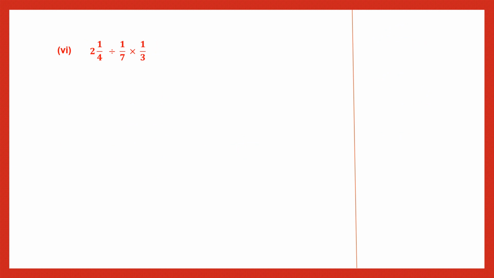Question 6. 2 1 by 4 divided by 1 by 7 into 1 by 3. So we have division and multiplication. According to BODMAS, D comes first, isn't it? So we have to do division first. So here we're going to do this part first. So let's do that here. 2 1 by 4 divided by 1 by 7. First conversion, 4 twos are 8 plus 1 is 9. So 9 by 4 divided by 1 by 7.